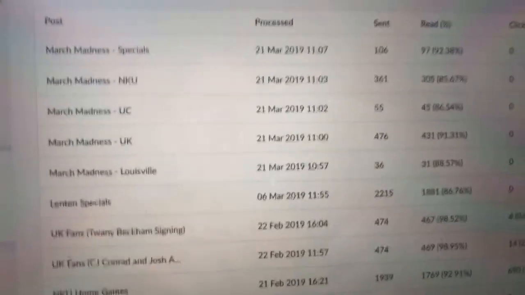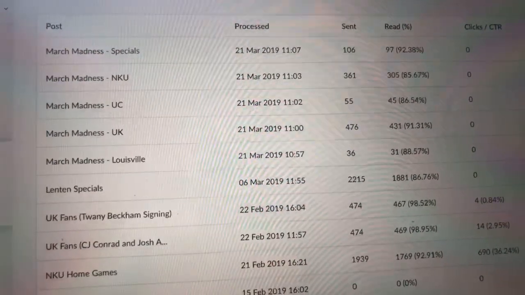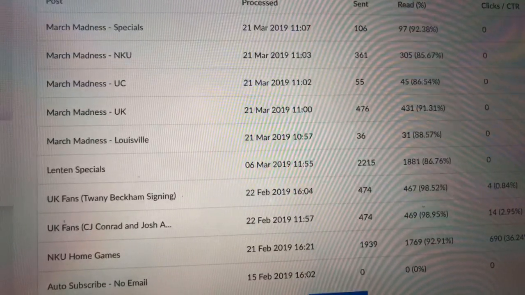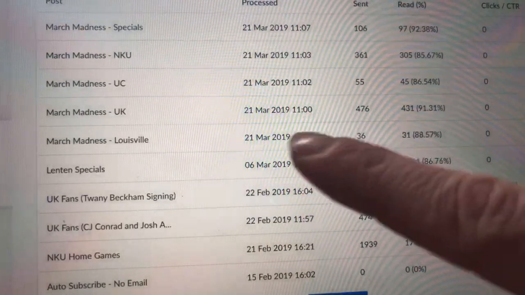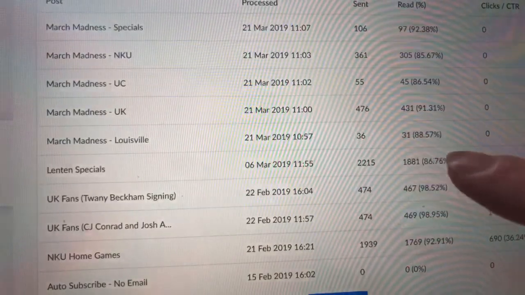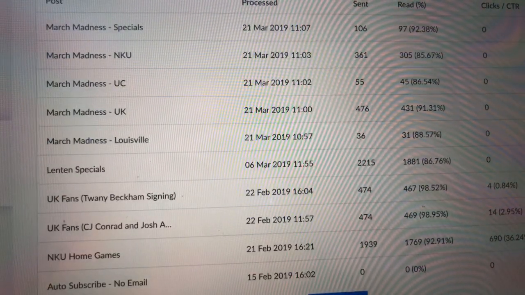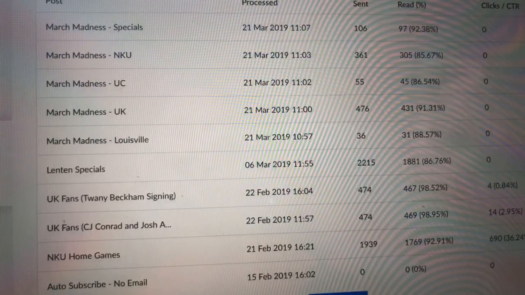This is a broadcast a client of ours sent last week for March Madness. They've got a database of a few thousand people in Messenger. If you look at this line right here, you'll see Louisville, March Madness Louisville. It went to 36 people. It got opened 88%. There was no call to action, so this 0 over here, there's not going to be any clicks. It was basically promoting the March Madness specials.